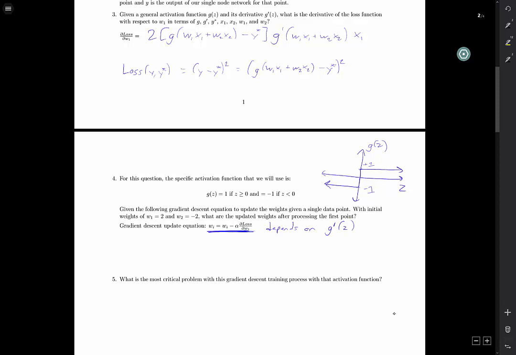But let's look at it. What is the slope at any point? Well, g prime of z always equals 0. It's always a horizontal line, ignoring the corner case, which happens at z equals 0. So if g prime equals 0, then because we're doing the chain rule and multiplying them all together, the derivative of the loss with respect to w1 equals 0. Now what does this mean? That the weights don't change when we do the update.